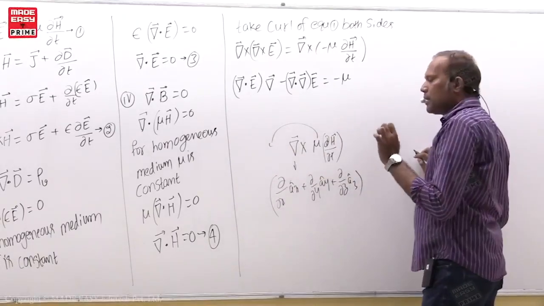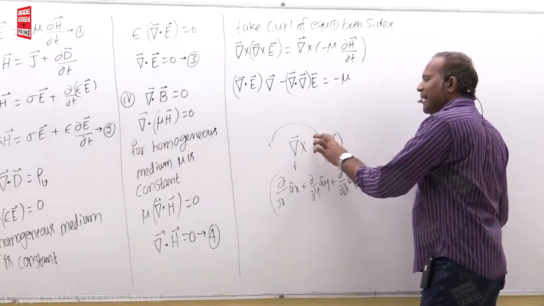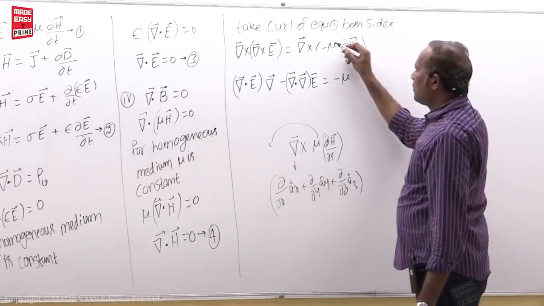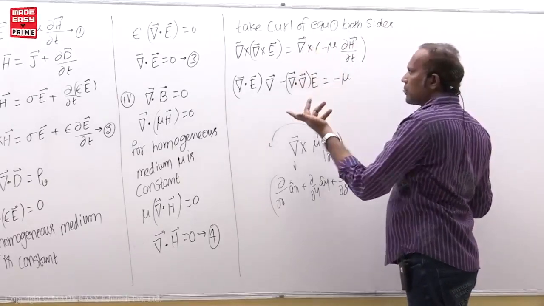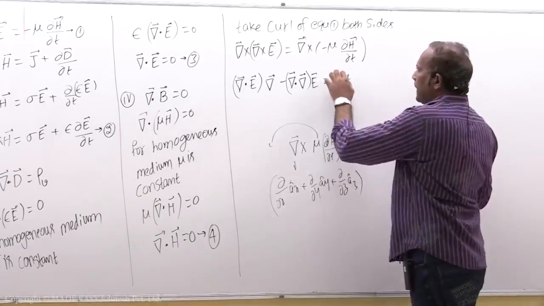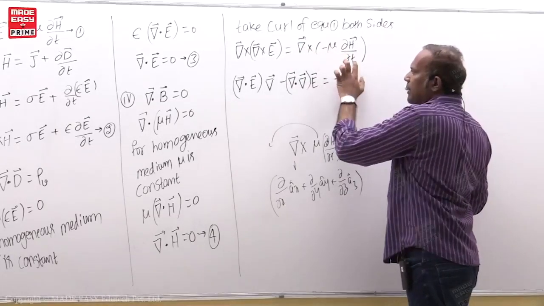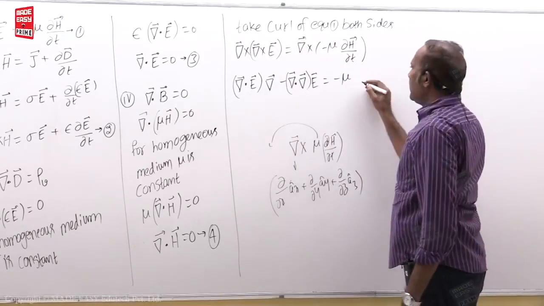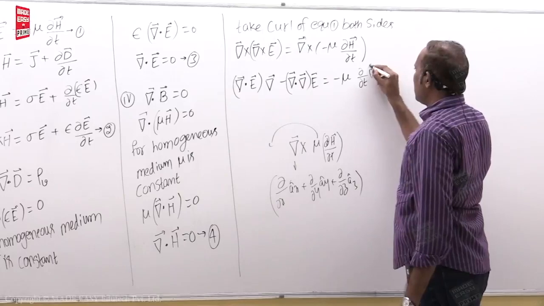But for a non-homogeneous medium, mu is a function of x y z, so it cannot come out of the del, students. Now we are talking of a homogeneous medium, so mu can come outside. So minus mu can come outside. Now d by dt also can come outside, because d by dt means differentiation with time, but del is not a function of time. So ultimately you get dou by dou t of del cross H bar, students.